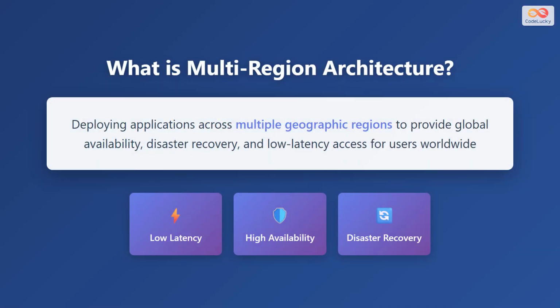Multi-region architecture refers to deploying applications across multiple geographic regions to provide global availability, disaster recovery, and low-latency access for users worldwide. Instead of hosting your application in a single data center, you distribute it across strategic locations around the world. This architecture delivers three key benefits: low latency, ensuring users experience fast response times by connecting to nearby servers; high availability, guaranteeing your application remains operational even if an entire region fails; and disaster recovery, providing automatic failover capabilities to maintain business continuity during outages.